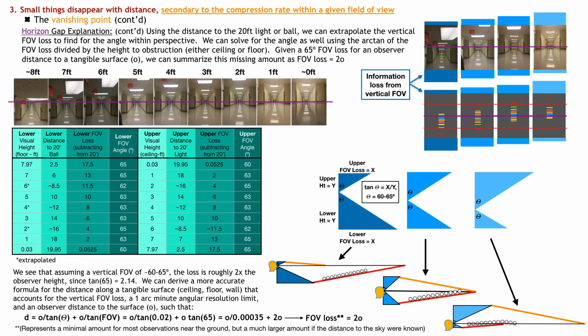I gave some diagrams up on the upper right to show that if we have a greater distance to the tangible surface, either the ceiling or the floor, our field of view loss is going to be greater. If that makes sense.